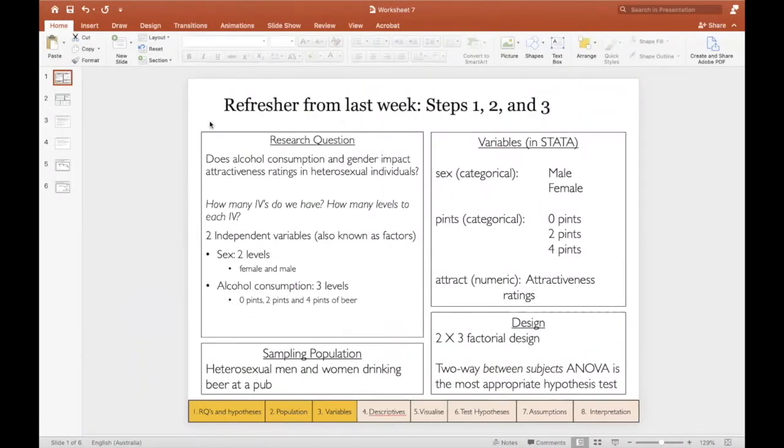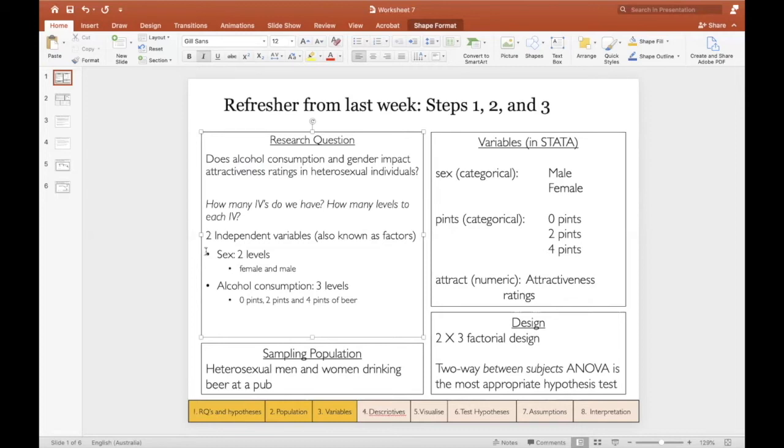The overall research question that we're assessing here simply asks if alcohol consumption and gender impact attractiveness ratings in heterosexual individuals. Therefore, attractiveness ratings is our dependent variable. This is numeric, and higher values mean that the rater found the image more attractive. And we have two independent variables. That's what makes this a factorial ANOVA.